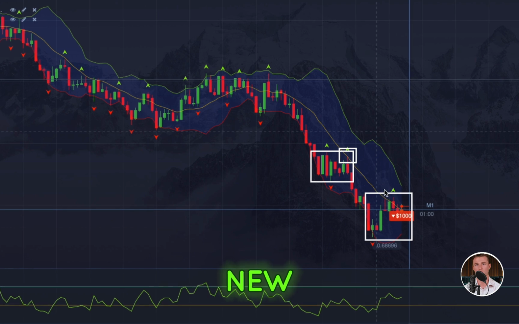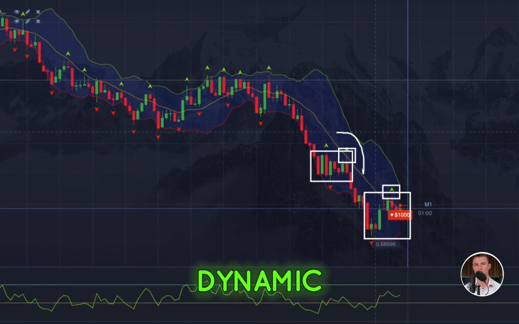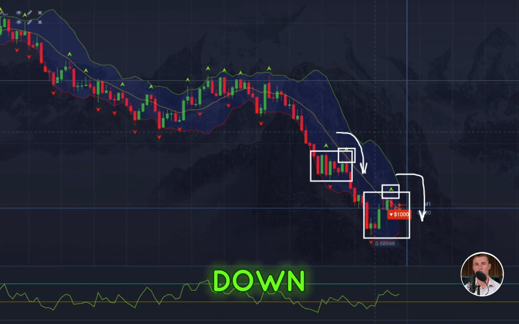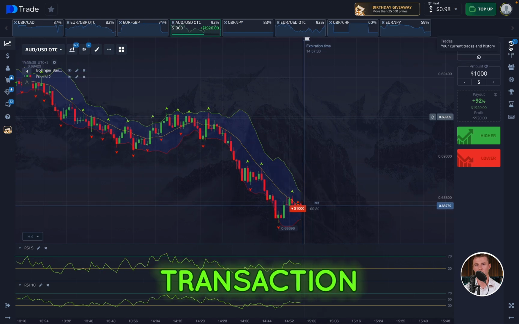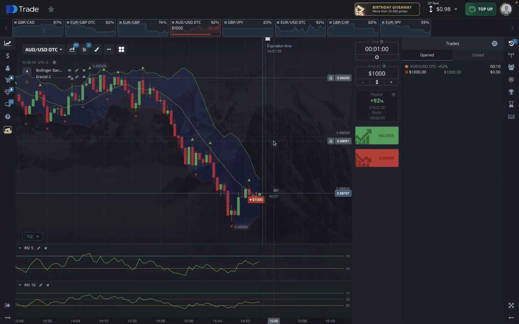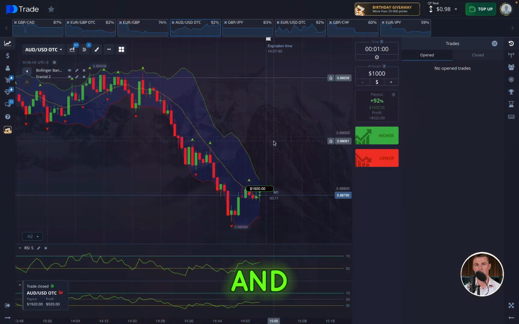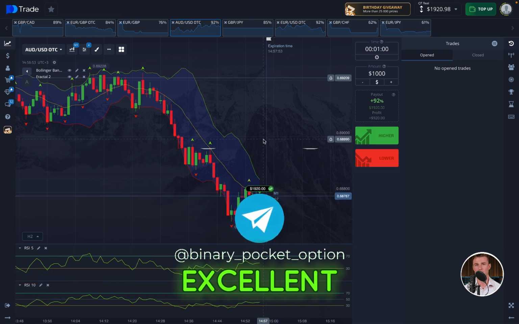We also have a new local maximum. It has already formed more precisely, and I assume that our further dynamics should go down. Let's look at the result of our first transaction. There are about 15 seconds left before its completion. And the first deal is closing in A+, an excellent result.